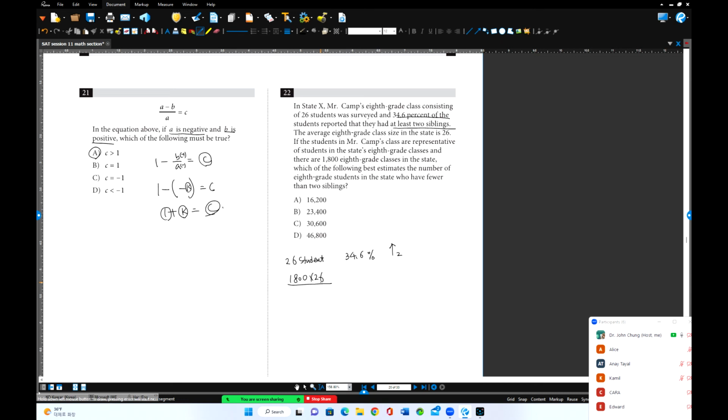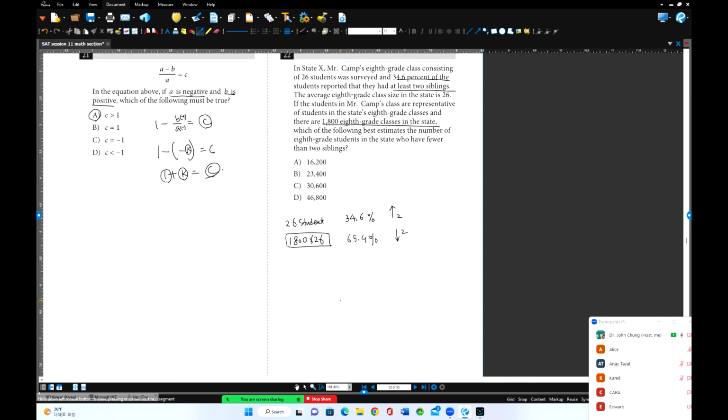Which of the following best approximates the number of 8th grade students who have fewer than 2 siblings? Fewer than is what? 100 minus 34.6, how much? 65.4% is fewer than 2 siblings. But in the state, alright? Okay, how about this one? Use this number of students, okay? So how much is this one? 1800 times 26 times 0.654, right? That is the number of students who have fewer than 2 siblings, okay?